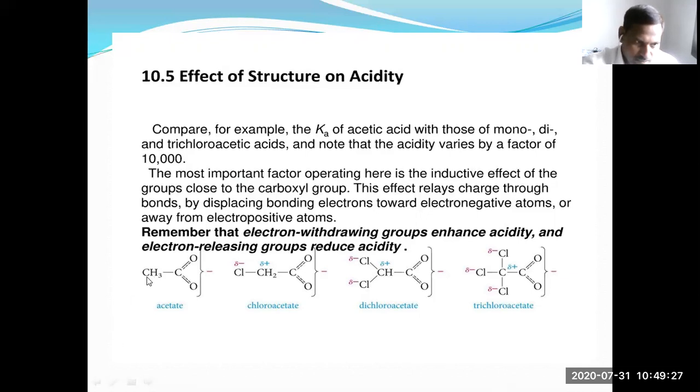So CH3 group is an electron releasing group. Cl is a minus inductive effect group. So that's why the stability of carboxylate ion increases, acidity also increases. Here one electron withdrawing group is present, here two groups are present, here three groups are present. That's why this is acetate, chloroacetate, dichloroacetate, trichloroacetate.